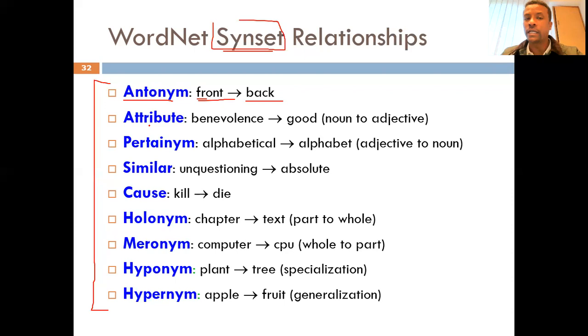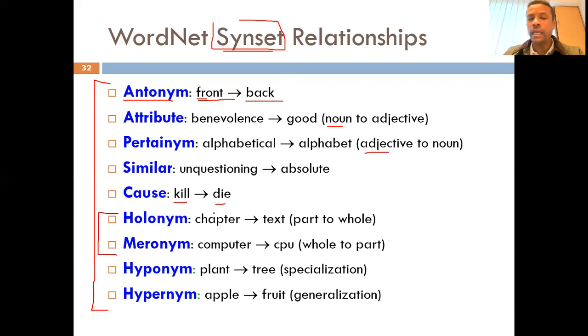Or it can be an attribute. Attribute means one is the attribute of the other, like they might have a noun to adjective relationship. Or there is what we call pertainym, like alphabetical and alphabet, adjective to noun. Or similar or synonym, like unquestionable and absolute. Cause and effect. Okay, kill is a cause and die is an effect. Then there are holonyms, a part and a whole and a part. Okay, the two, one is the opposite of the other.